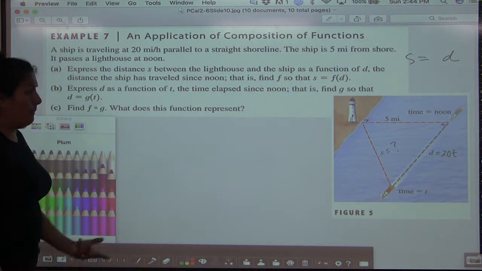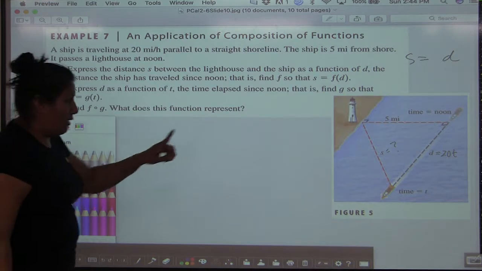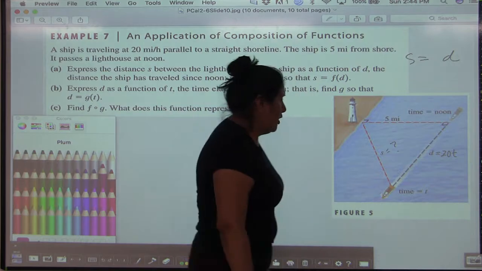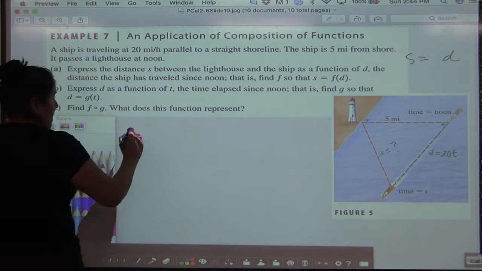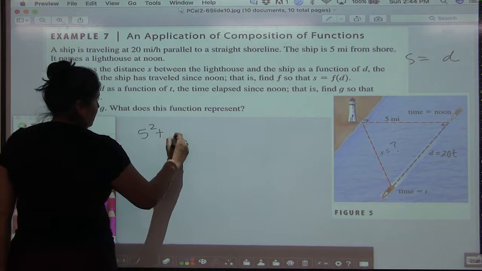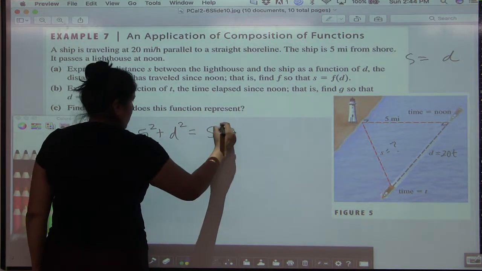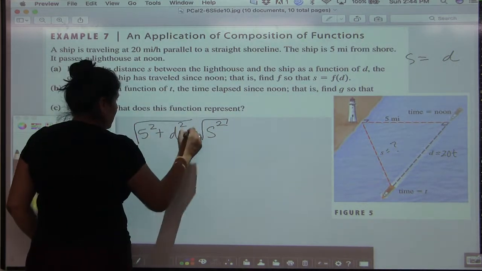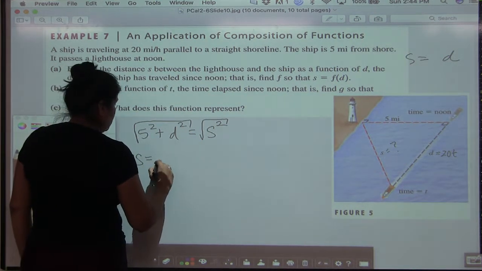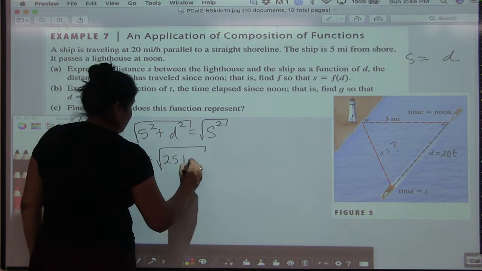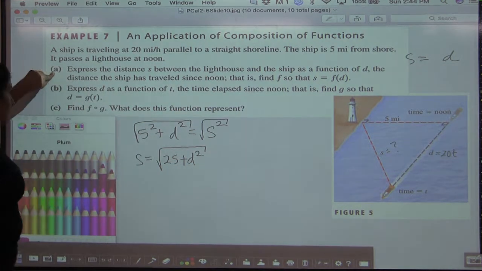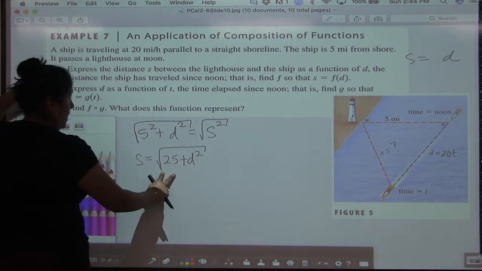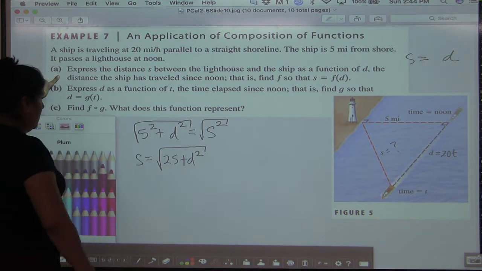That is why it's important for you to remember what I just said earlier about the whole Pythagorean theorem and that right angle. Because this is a leg, and that's a leg, and that's the hypotenuse. And we know that the relationship between the legs and hypotenuse is 5 squared plus D squared equals S squared. Now they don't want S squared, they want S. So we just do this little guy, and now my S is equal to the square root of 25 plus D squared. So that is part A. Express the distance between the lighthouse and the ship as a function of D, done. S equals f of D, done, all right?